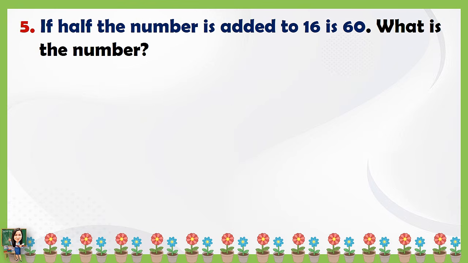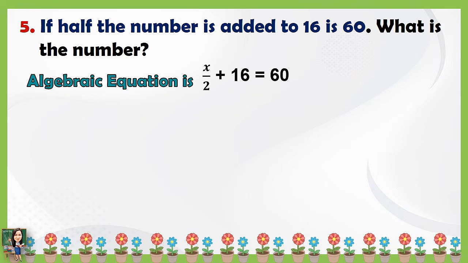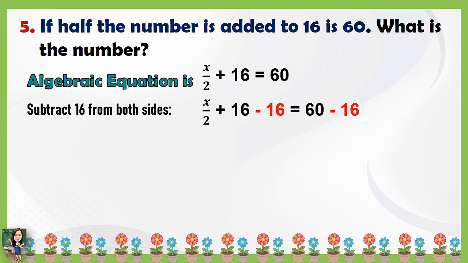For number 5, if half the number is added to 16 is 60, what is the number? The algebraic equation is x over 2 plus 16 equals 60. Subtract 16 from both sides. So that is x over 2 plus 16 minus 16 equals 60 minus 16. Then positive 16 minus 16 equals 0. So the remaining is x over 2. Then subtract 60 minus 16 equals 44.